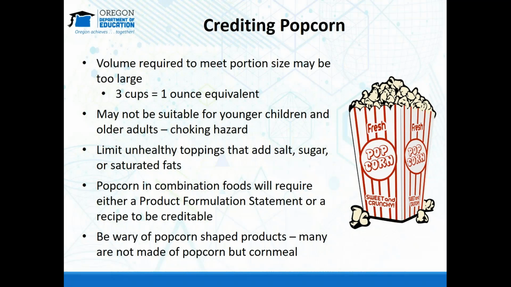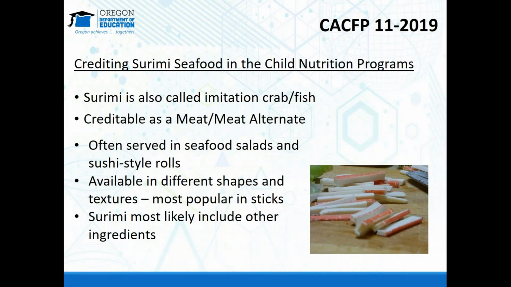Popcorn that is in combination foods, for example, trail mixes or processed popcorn-like products, will require a product formulation statement in order to be creditable. And remember to always read the ingredient label. There are a lot of popcorn-shaped products out there that look like popcorn, but instead are just a mix of cornmeal, rice flour, and oil. These would not be considered creditable popcorn.